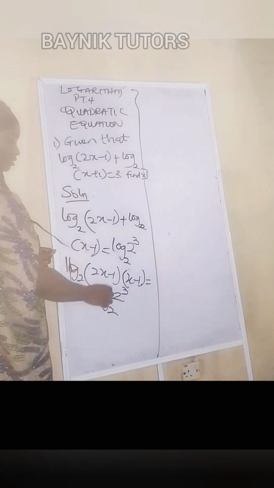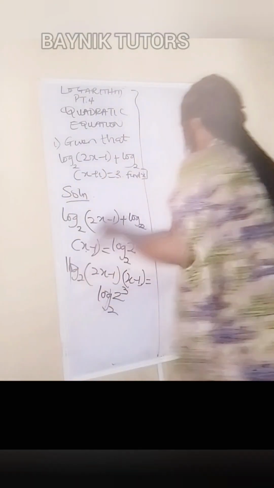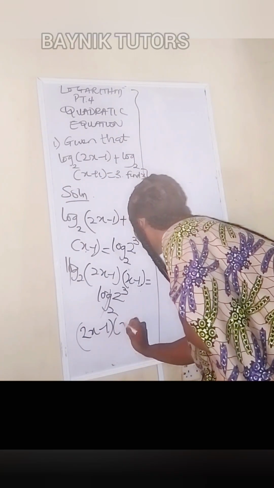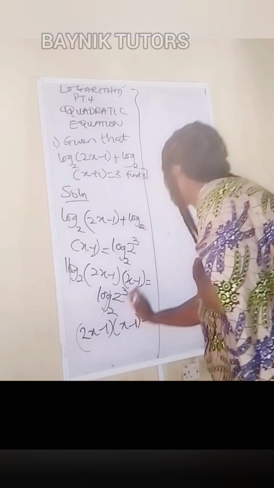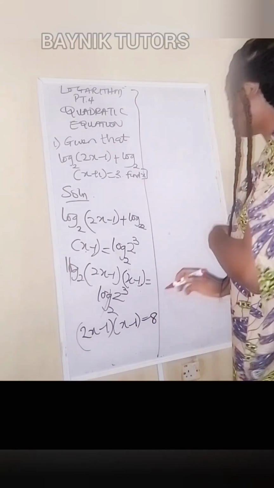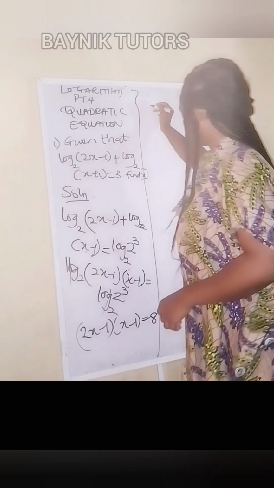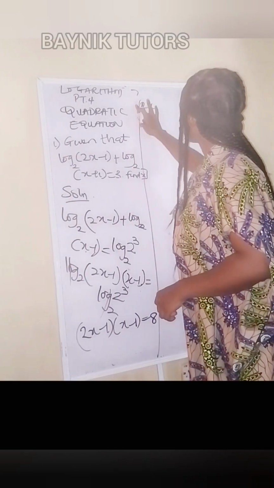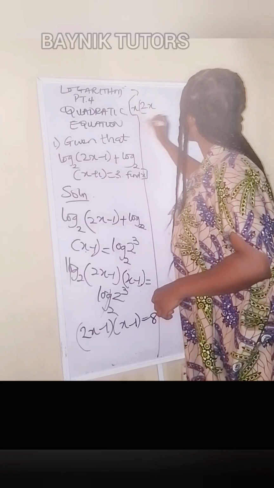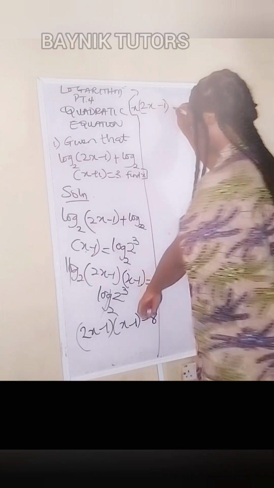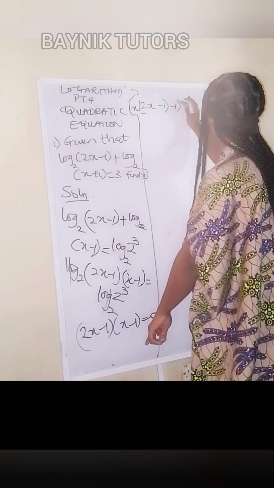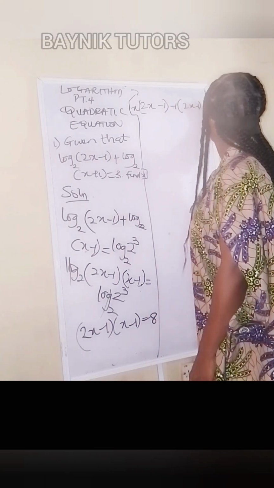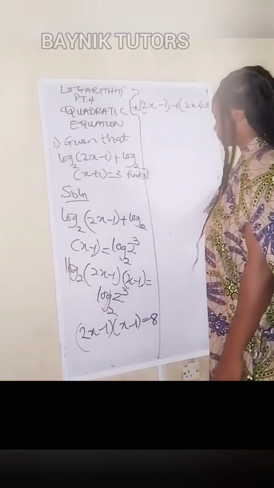So we can just cancel this log, so that we can be left with 2x minus 1 times x plus 1 equals 2 raised to the power 3, which will give us 8. Do you understand? So now let's multiply. So now 2x minus 1 times x plus 1 equals 8. Have you seen that now?